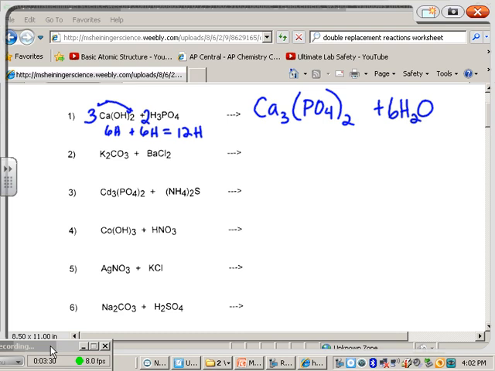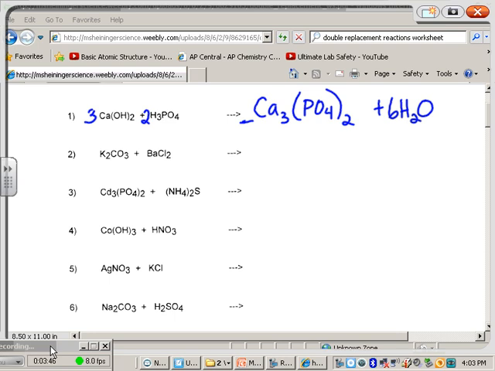So now my equation is balanced. At this point, it's not necessary to put a 1 in front of this or in front of the calcium phosphate unless you want to. All right, let's go on to the next one.